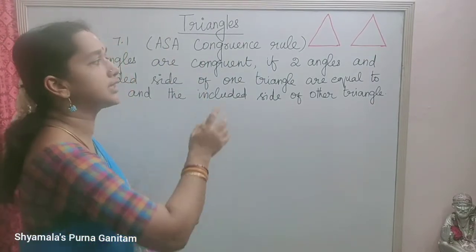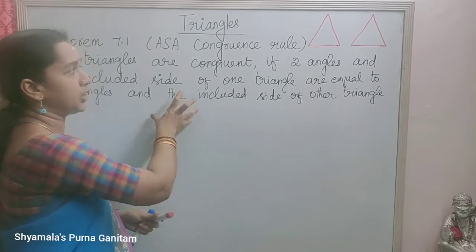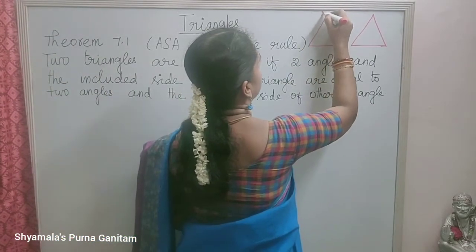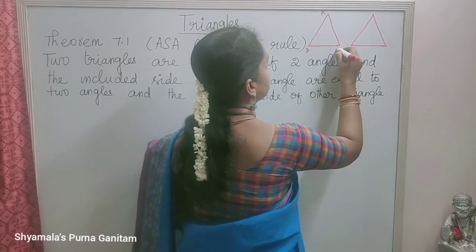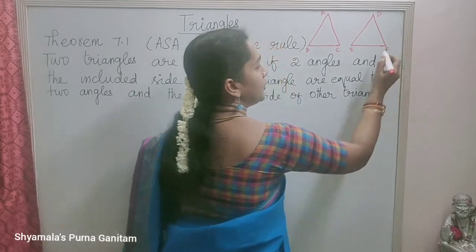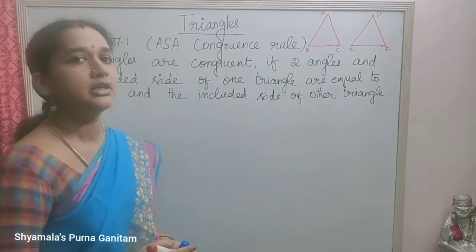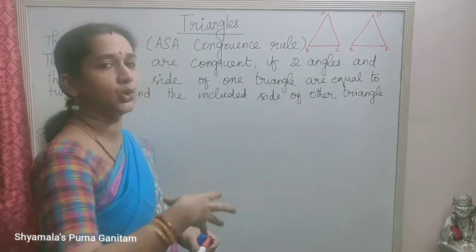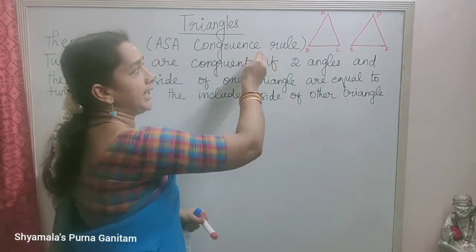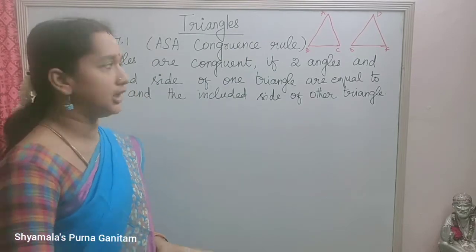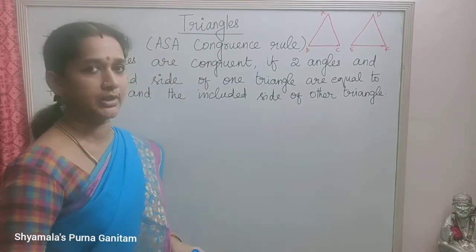These two triangles are equal under the ASA congruence rule. So when you take triangle ABC and triangle DEF, you are asked to prove that if we take any two angles and the included side, it has to be equal. That is the ASA congruence rule.